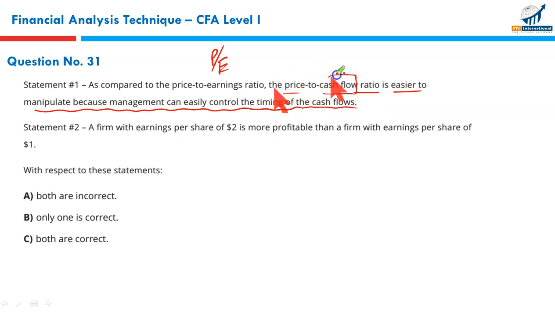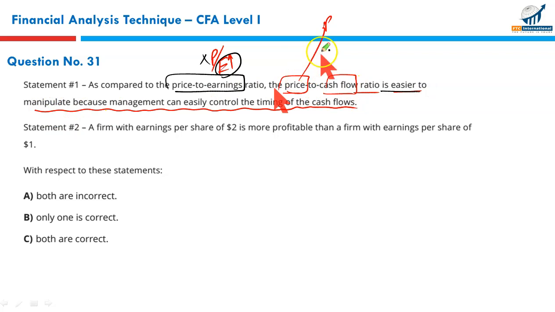Price to cash flow is difficult to manipulate because market price is not in your control. But look at this. Earnings can be manipulated. Market price may not be in your control, but earnings can be manipulated through aggressive accounting. So this first ratio is probably more prone to manipulation rather than the second one. So this is comparatively. So as compared to price to earning ratio, the price to cash flow ratio is easier to manipulate.